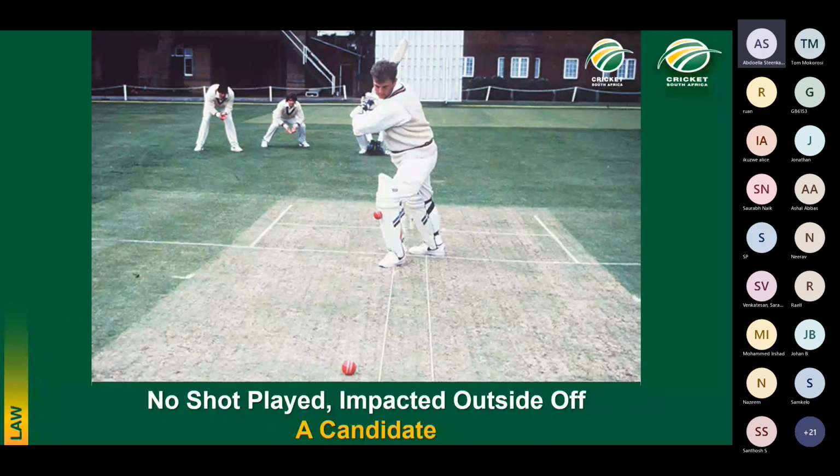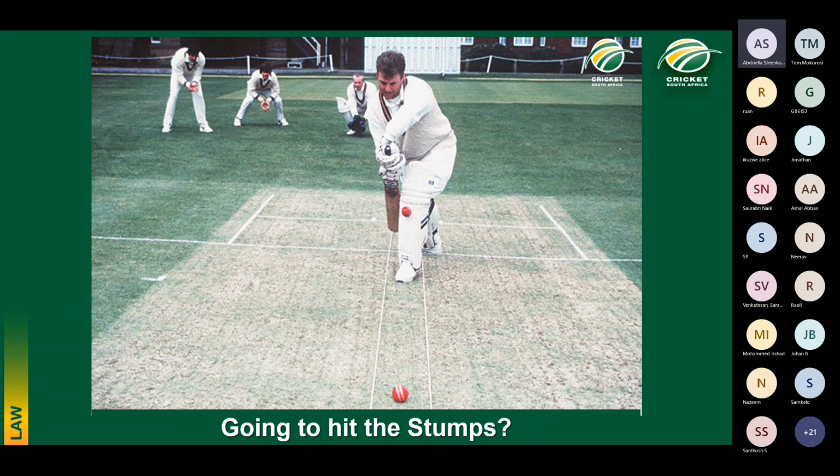But still, that last portion of the appeal that you need to consider is, would it have gone on to hit the stumps? If your answer to that question is yes, this would have gone on to hit the stumps, give the striker out LBW. If the answer to that question is no, not out LBW. Where did it pitch? Did it pitch in between wicket and wicket or on the offside?